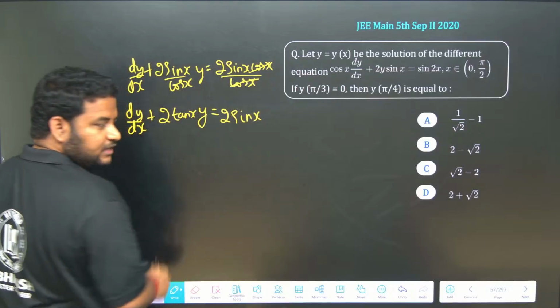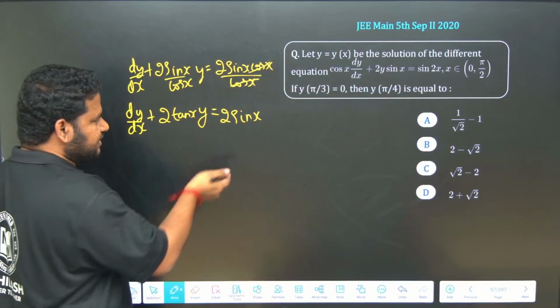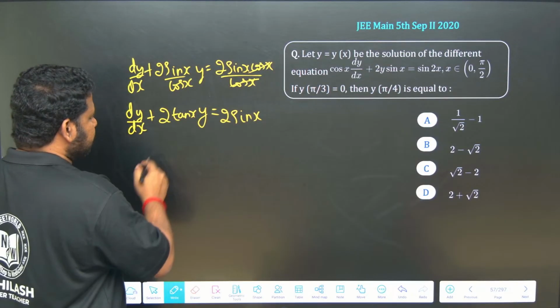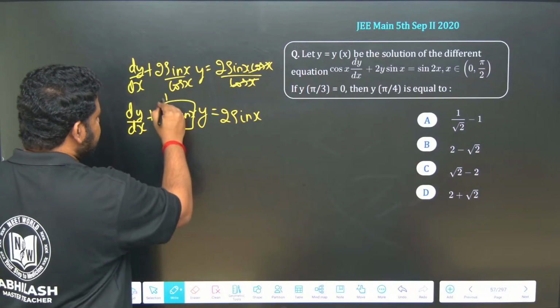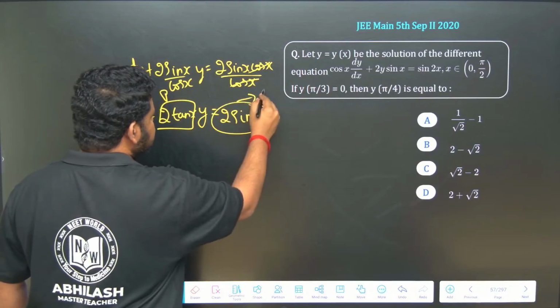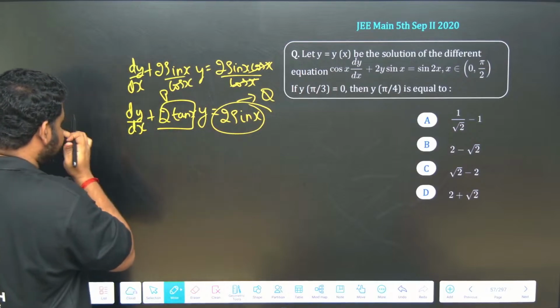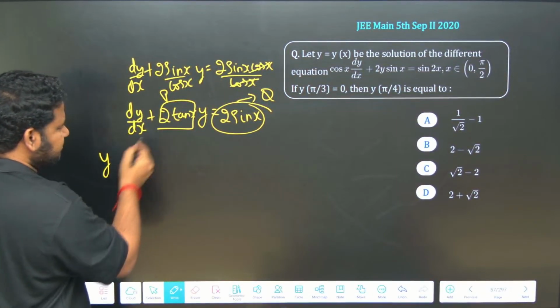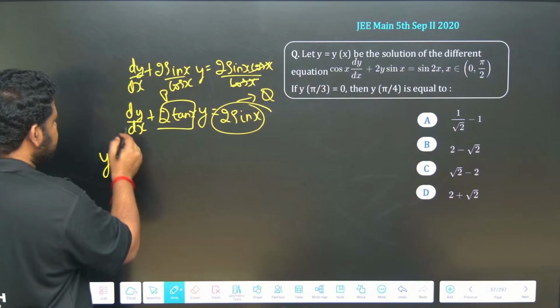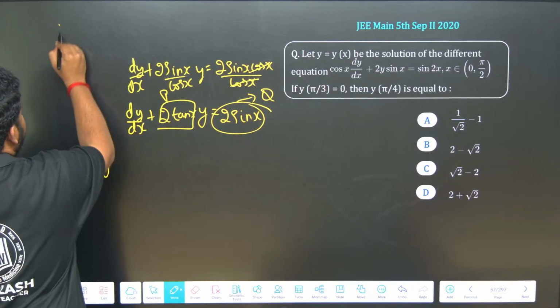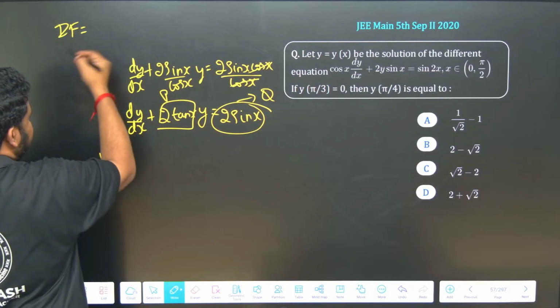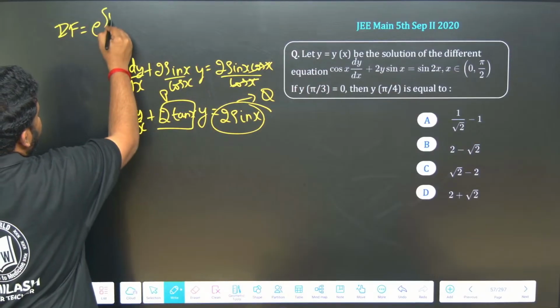Now what should I do? I should find the integrating factor and also integrate. Here p is 2 tan x and q is 2 sin x. So what is the integrating factor here? Let me find it out. The integrating factor, I.F., is nothing but e power integral of p dx.